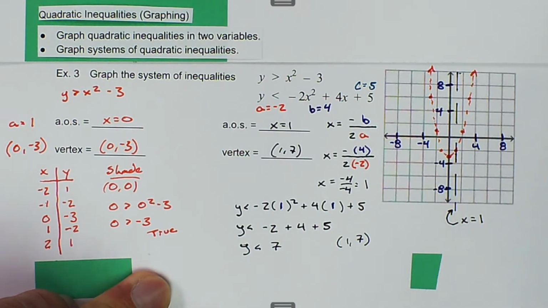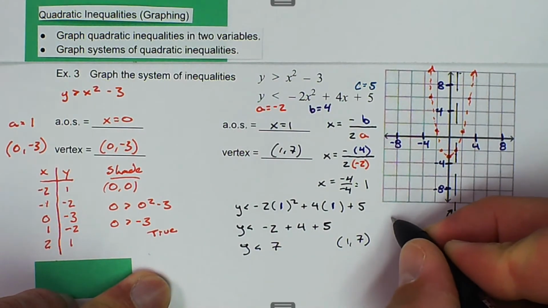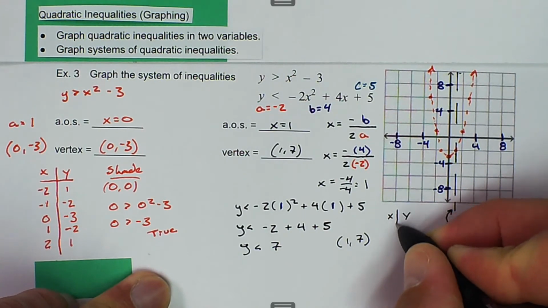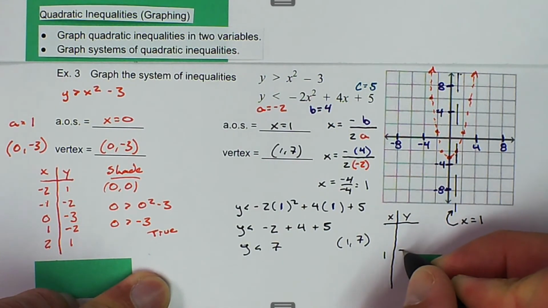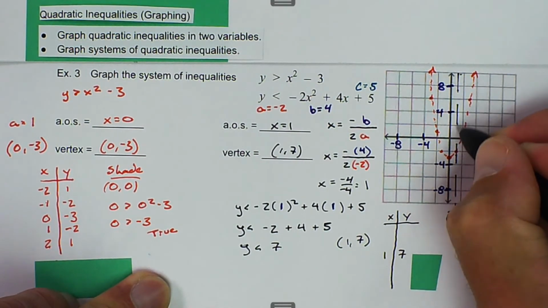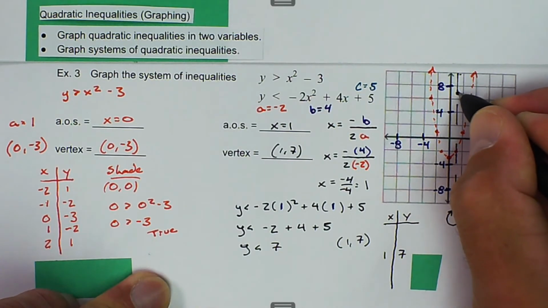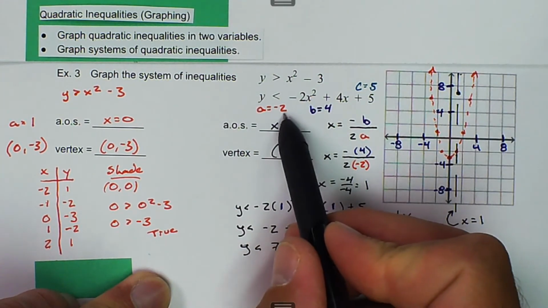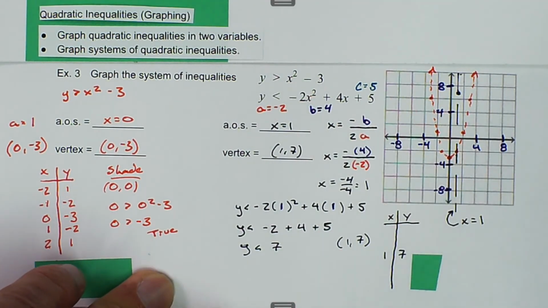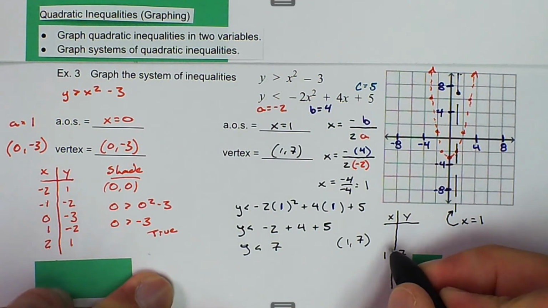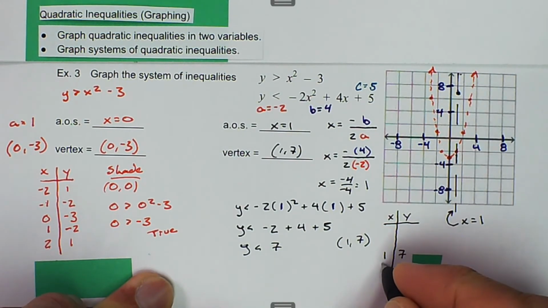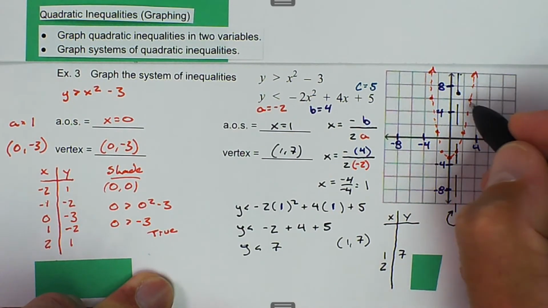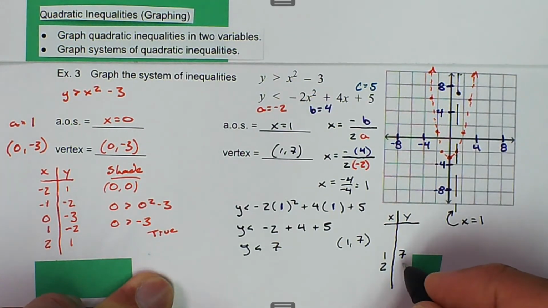So we can get a table. So we can put x, y right here. And we know that our vertex is 1, 7. So I can graph that over 1, up 7. And our a value is negative 2. So if we go to the right 1, so to the right 1 from here is 2. And then we have to go down 2. So then we go to 5.